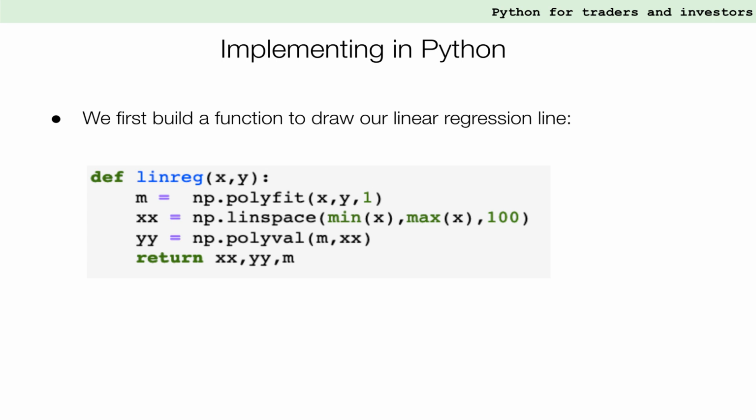To implement this in code, we first build a function to draw our linear regression line. There are multiple ways to do that using scipy, sklearn, or numpy as shown here. First, we fit our in-sample and out-of-sample metrics, in our case the Sharpe ratio. Next, we create a set of evenly spaced x values with linspace, and finally we create the y values plugging in the regression coefficients m.